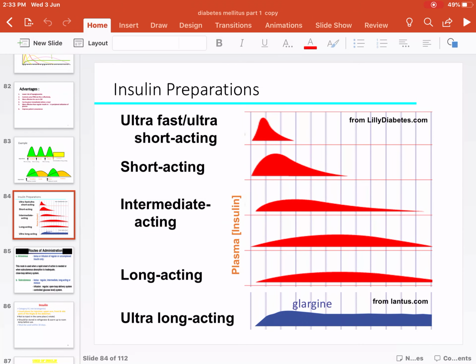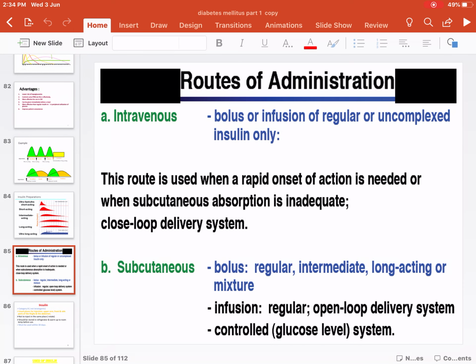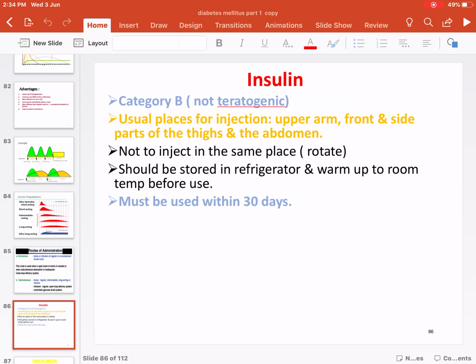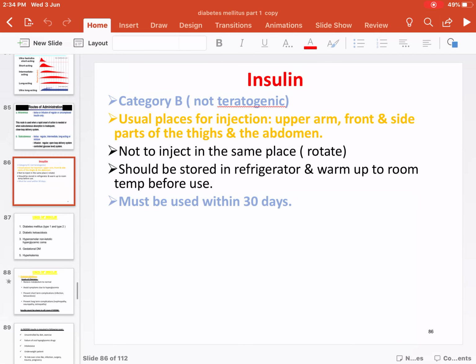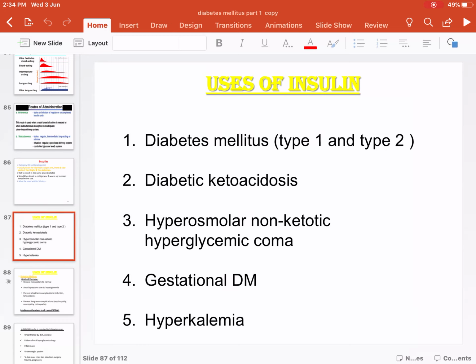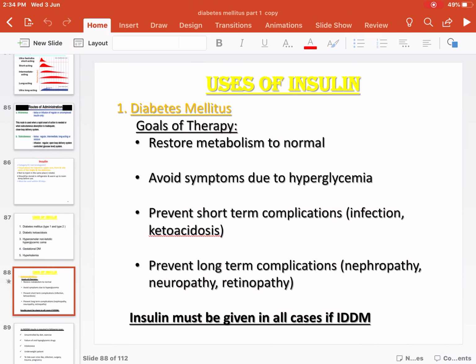So this is how insulin preparations are available: ultra short acting, which are aspart, lispro, and glulisine; short acting, regular; intermediate acting; long acting or ultra long acting, we have glargine and detemir. How do we administer? IV or subcutaneous? Insulin preparations which are given through IV: regular insulin, lispro, and aspart. So where do you use insulin? Diabetes mellitus, diabetic ketoacidosis, hyperosmolar non-ketotic hyperglycemic coma, gestational diabetes, and hyperkalemia.